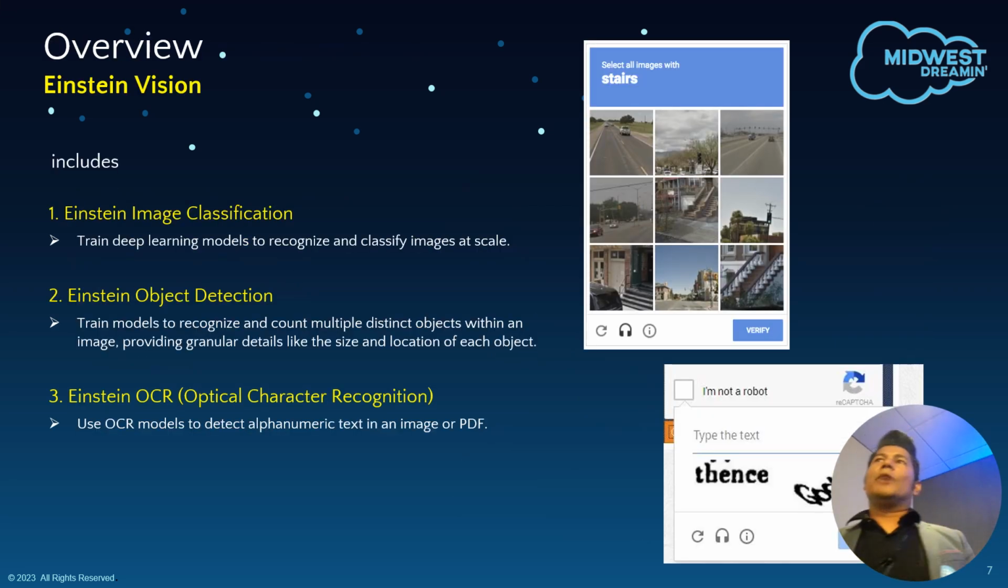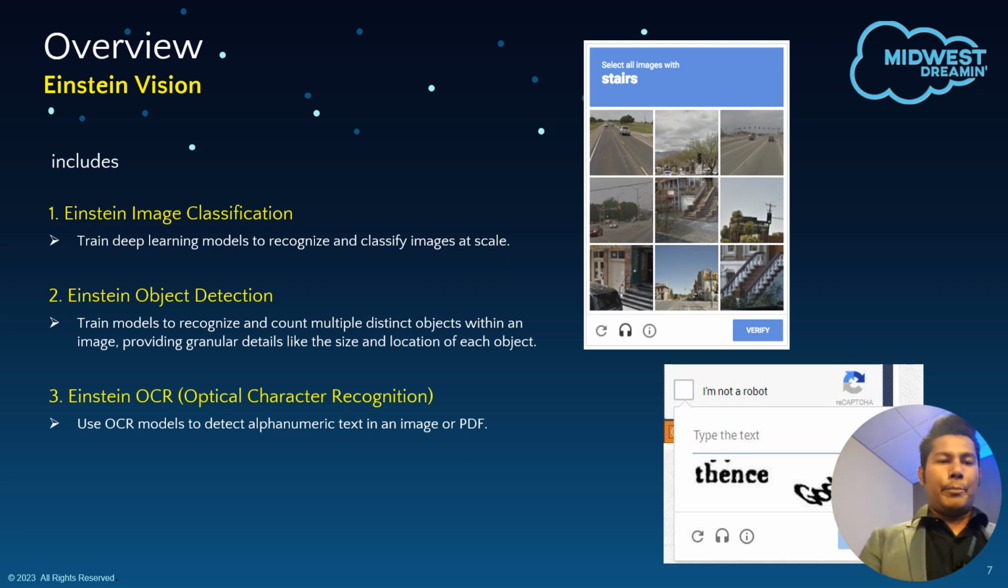So today my topic is more towards Einstein Vision. Einstein Vision is categorized into 3 different services. The first service is image classification. It helps you to identify or classify images at scale. Every day we take a lot of pictures, and if you accumulate all the pictures everybody is taking and you want to classify those images, Einstein image classification does help.